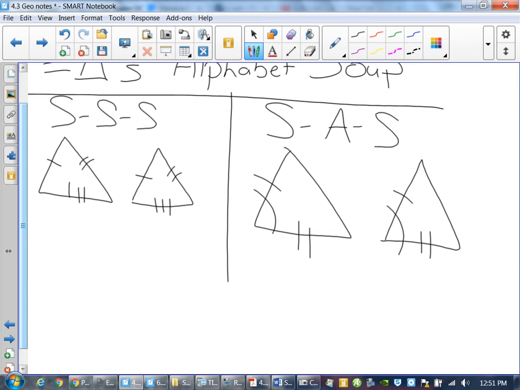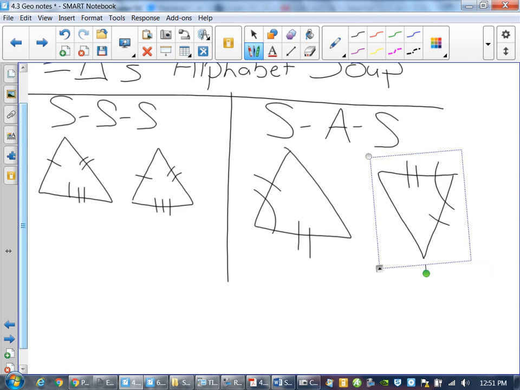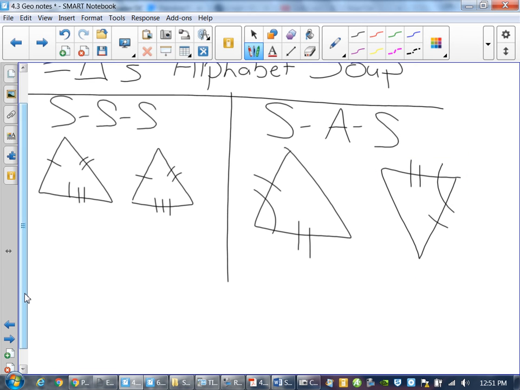Now, would it make any difference if this secondary triangle was flipped like that? No. Because it's still 1 tick mark, an angle, and a double tick mark. It still matches up within the correspondence. It doesn't matter. Yes, ma'am?